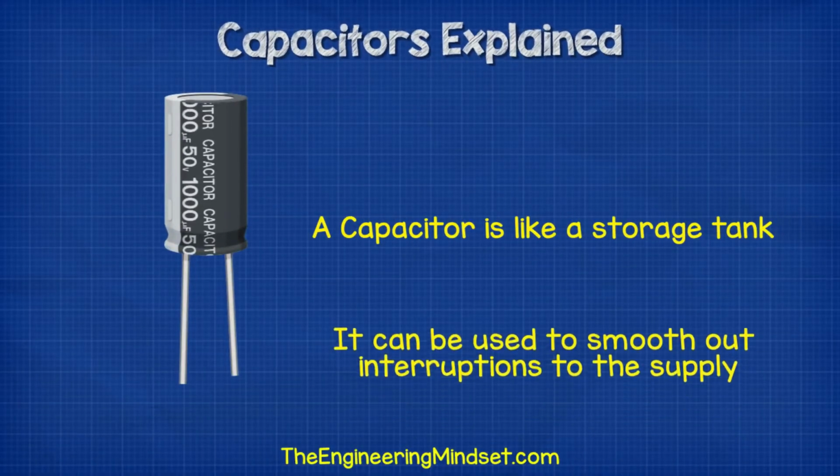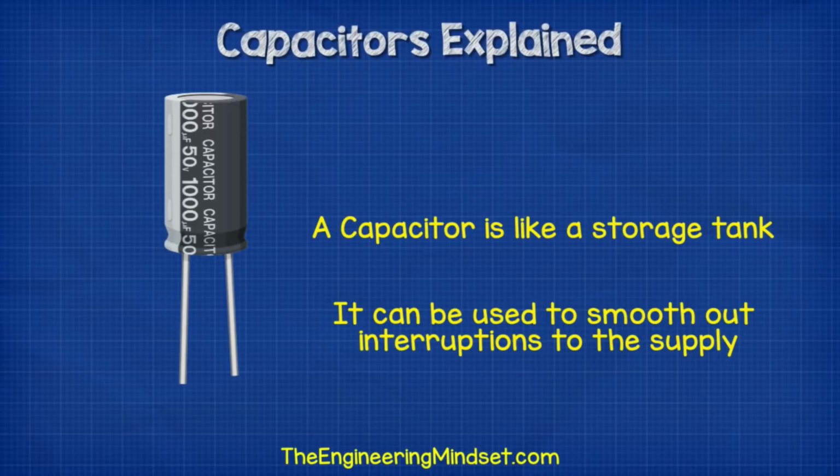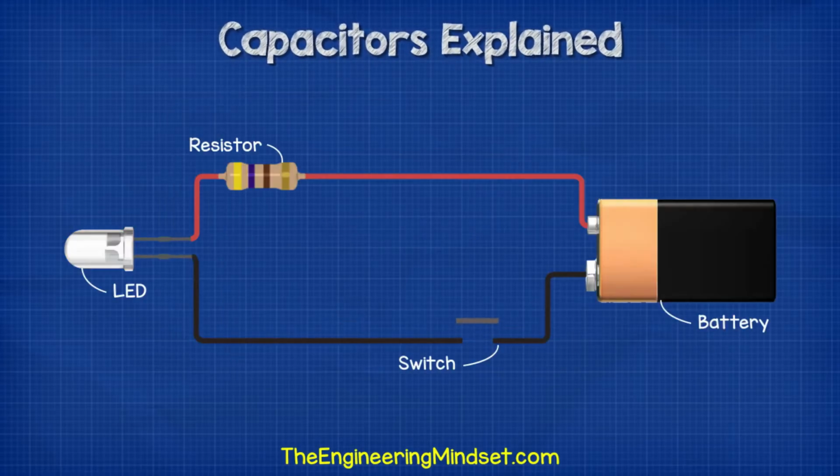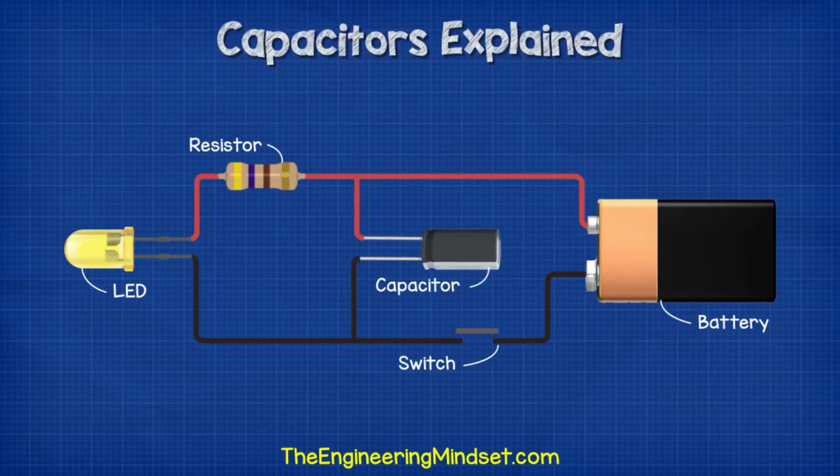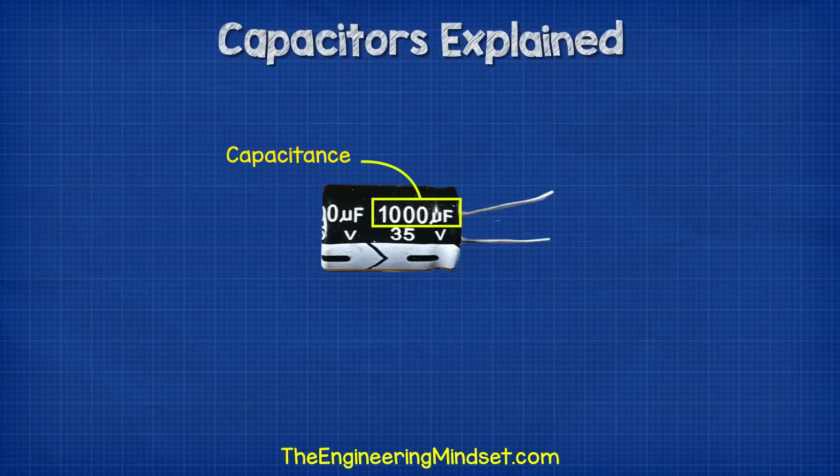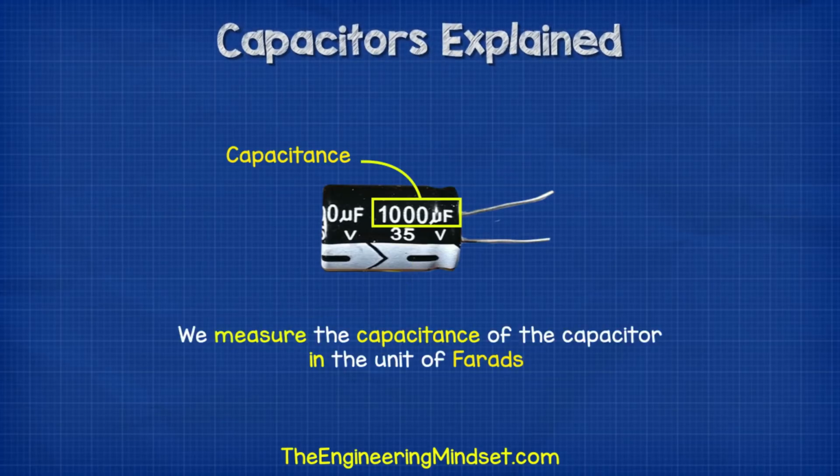The capacitor acts as the storage tank and stores energy. It can release this to smooth out interruptions to the supply. If we turn a simple circuit on and off very fast without a capacitor, then the light will flash. But if we connect a capacitor into the circuit, then the light will remain on during the interruptions, at least for a short duration.